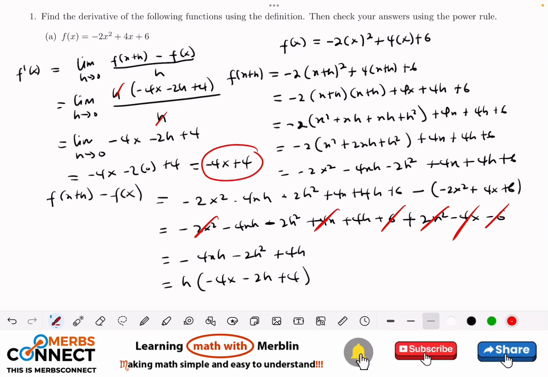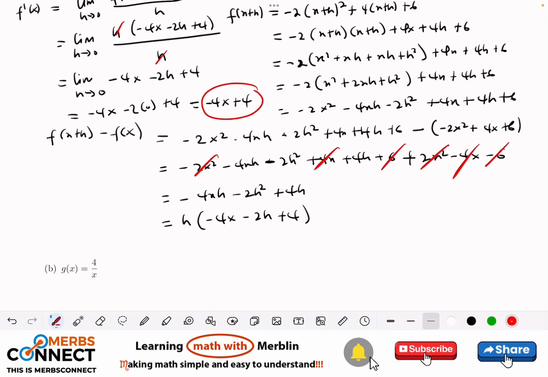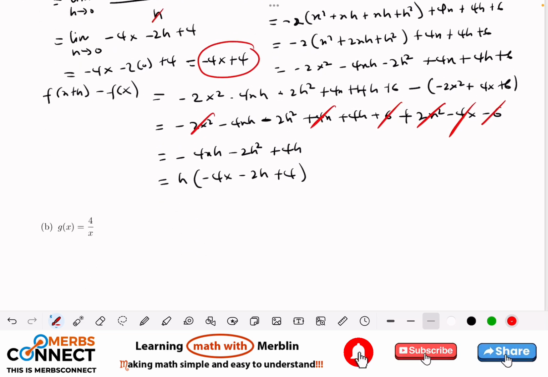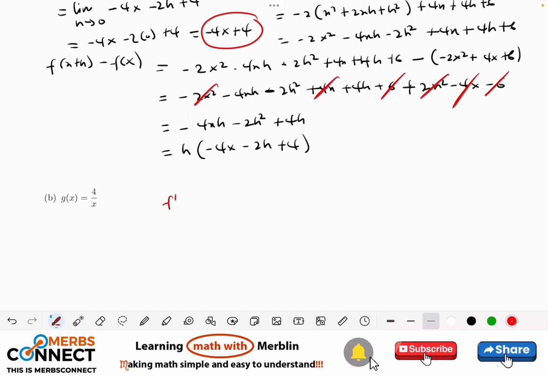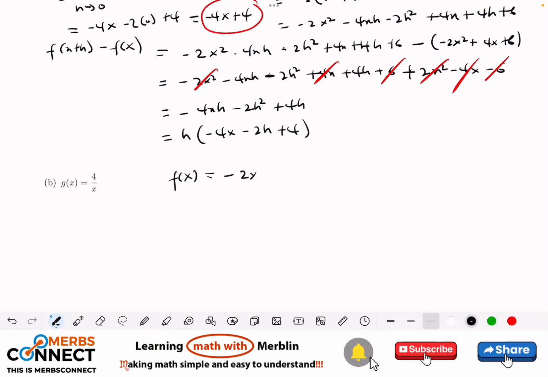Right. So let us confirm this using the power rule. Let's do the differentiation straight away and see if we are going to get the same function there. So we have f of x to be equal to minus 2x squared plus 4x plus 6.